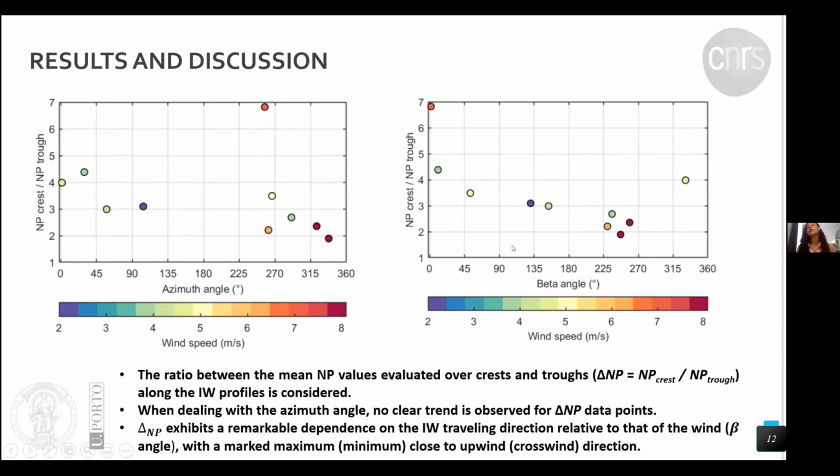delta NEP on the beta angle, that is, on the internal wave traveling direction, where we have higher delta NEP values when the internal wave traveling direction is against the wind direction. And we found lower values of delta NEP when the internal wave traveling direction is perpendicular to the wind direction.